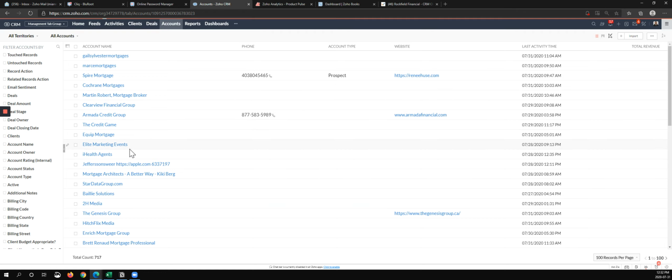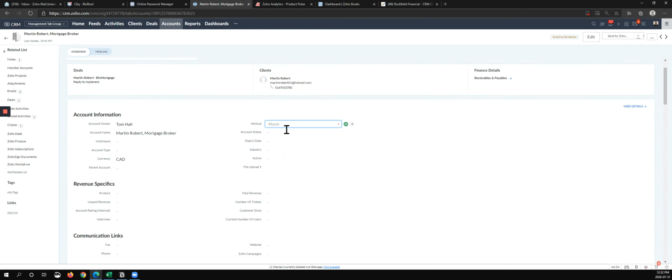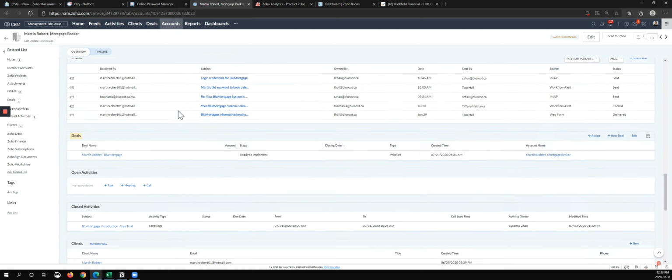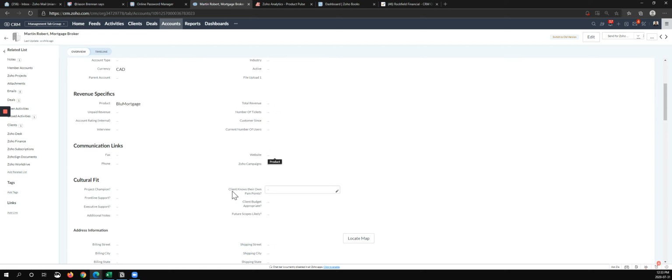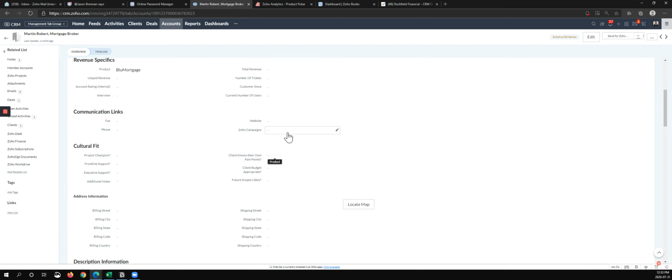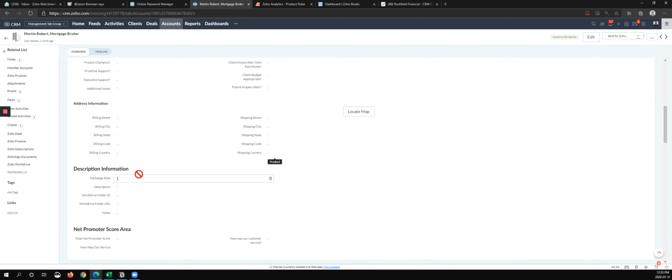I don't know. So a couple of things: vertical should be product, which should be Blue Mortgage. Account status should be whether they're a client or not. I don't know if we've closed the deal, so there's all kinds of stuff, and I'm not sure if that runs when the deal is closed. I don't know what you guys have on the product side, but more importantly is fax, phone number, website, billing address if we can get it.